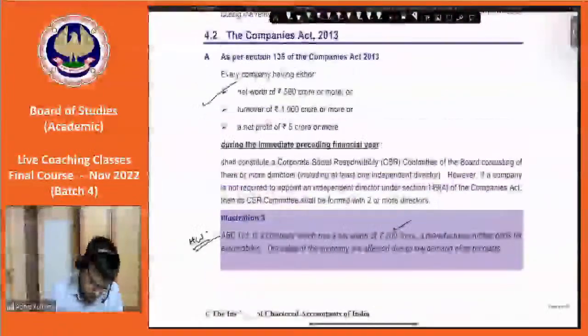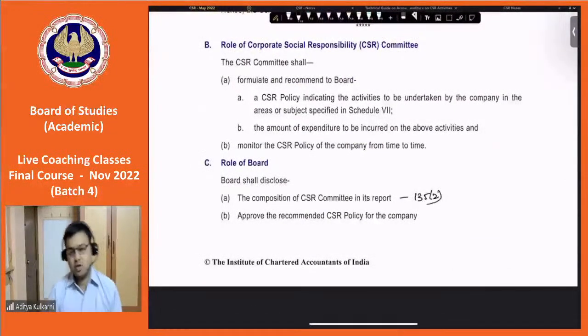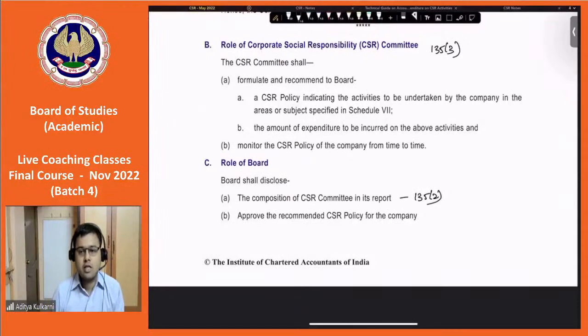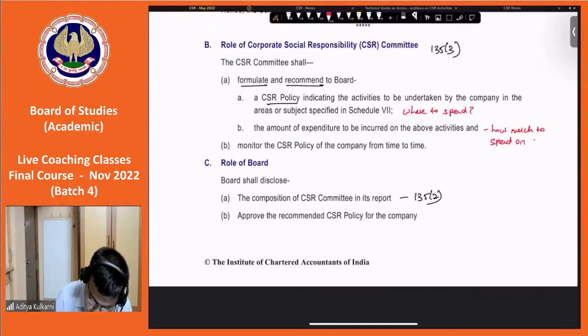This is 135.1. We have seen this as 135.2. What should this committee do? What should the CSR committee do? That is 135.3, section 135, subsection 3. The CSR committee shall formulate and recommend to the board a CSR policy indicating the activities to be undertaken by the company in the areas or subjects specified in Schedule 7, and the amount of expenditure to be incurred on the above activities. So this is going to deal with where to spend the money and the amount of expenditure, that is how much to spend on CSR.